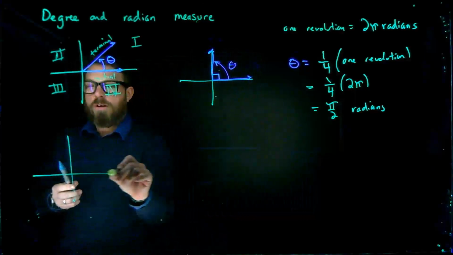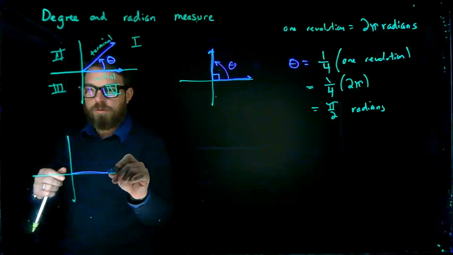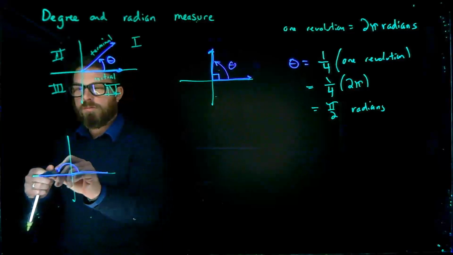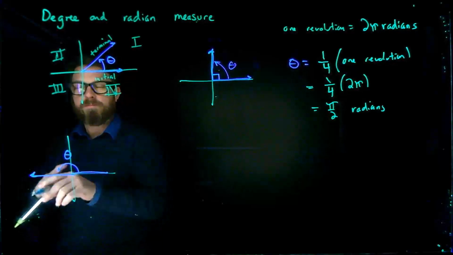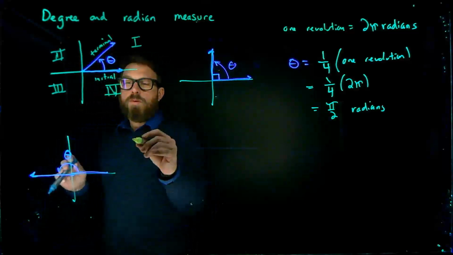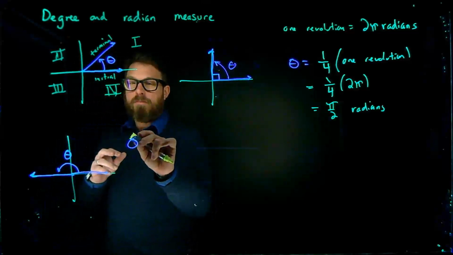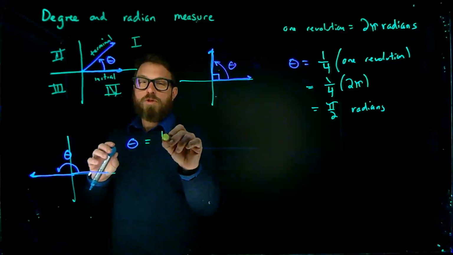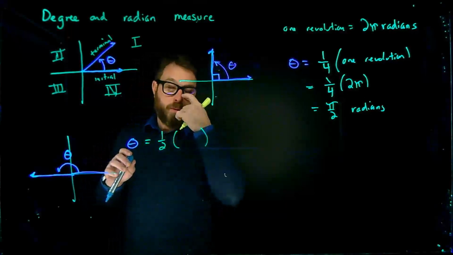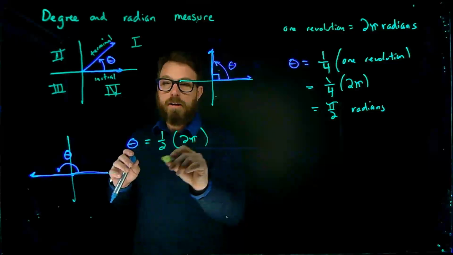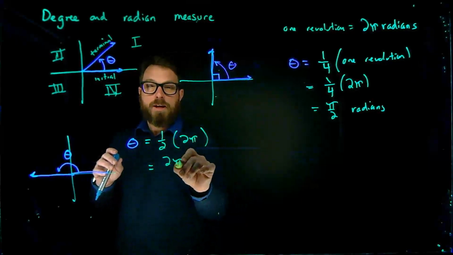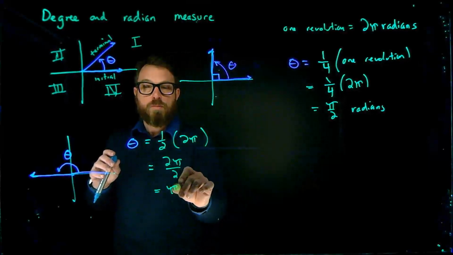Similarly, what if I have halfway around the circle? What about this angle measure? What we know is that theta is going to be equal to 1/2 of 1 revolution, 1 revolution being equal to 2 pi. So this is going to be equal to 2 pi divided by 2, which is going to be equal to pi radians.